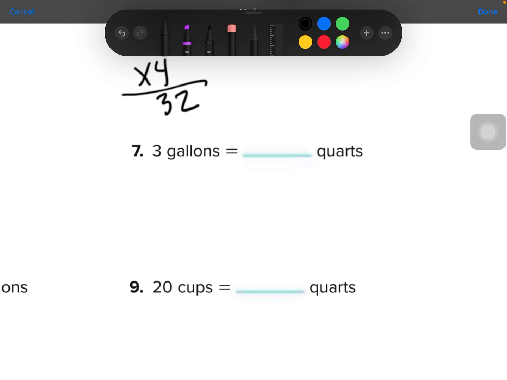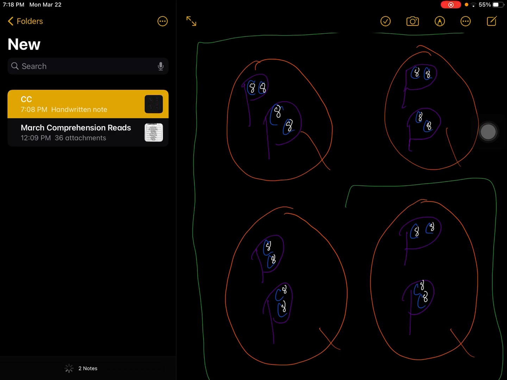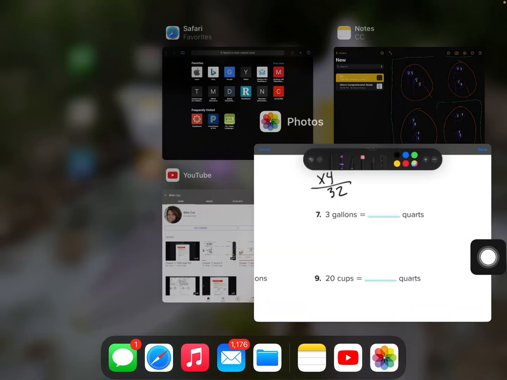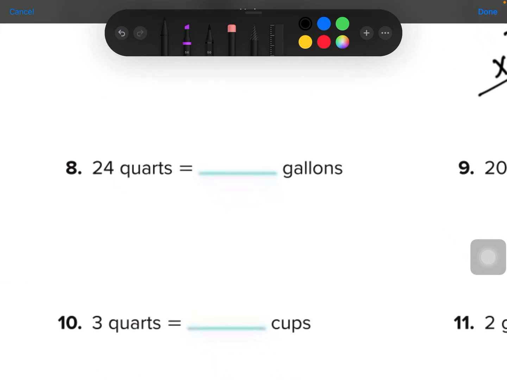Number 7, I have 3 gallons, and I want to know how many quarts there are. Looking at our poster here, we can see that each gallon, that's the big green G, has 4 quarts. 1, 2, 3, 4. Okay. So there are 4 quarts to a gallon, and I have 3 gallons. So I'm going to do 3 times 4, and that's going to equal 12 quarts.